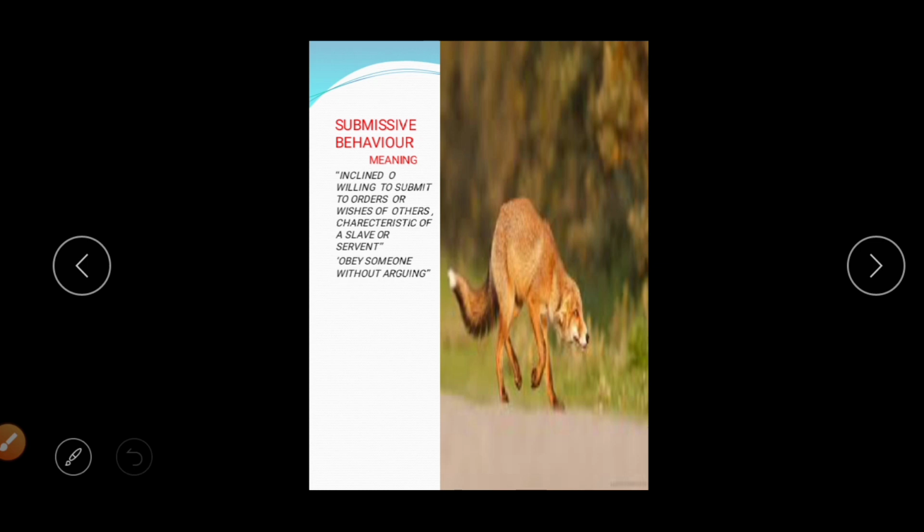So if you come to the meaning of submissive behavior: inclined to willingly submit to the orders or wishes of others, characteristic of a slave or servant. Another meaning is to obey someone without arguing. Here also she has expressed and shown this behavior. She just followed her husband's orders.